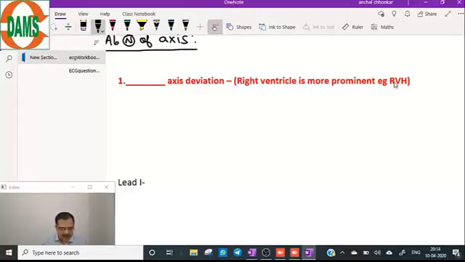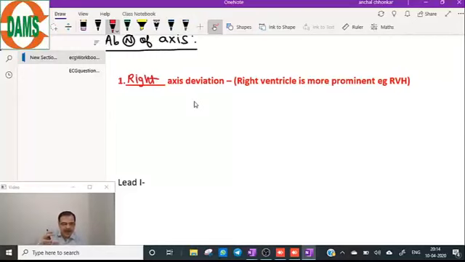How to calculate the net QRS amplitude? You can calculate it by the sum: if Q wave is there, take it as minus. If R wave is there, take it as plus. If S wave is there, take it as minus. Apply the mathematics and you will get the net amplitude of QRS. Now, the condition where the right ventricle is becoming more prominent, that is RVH, will be a case of right axis deviation. Answer is right axis deviation.